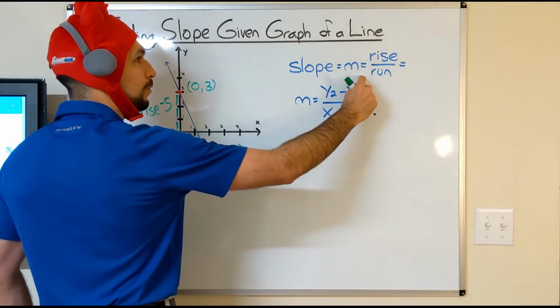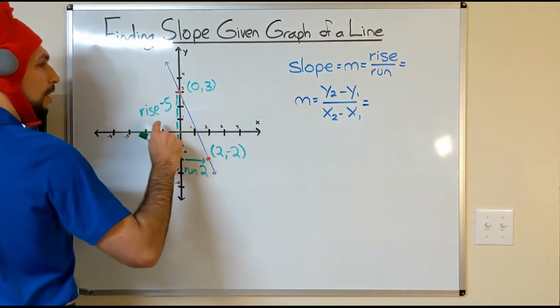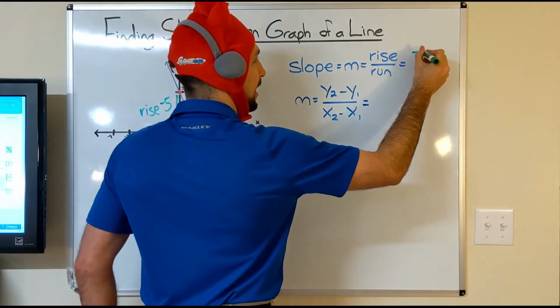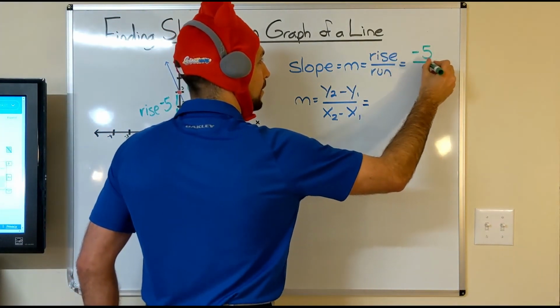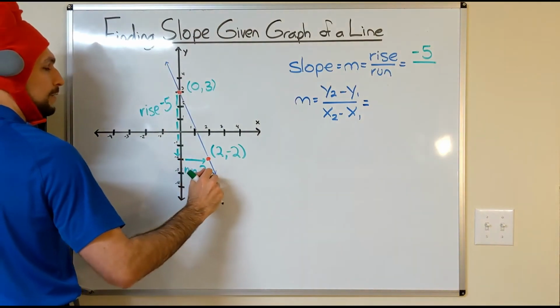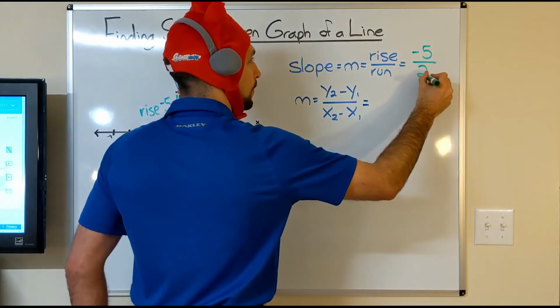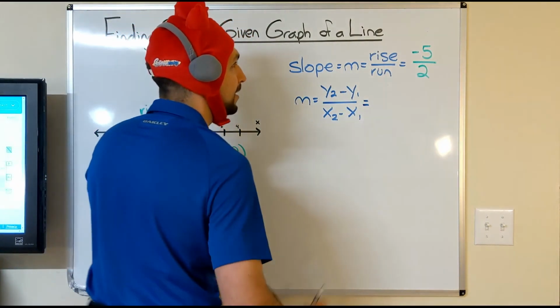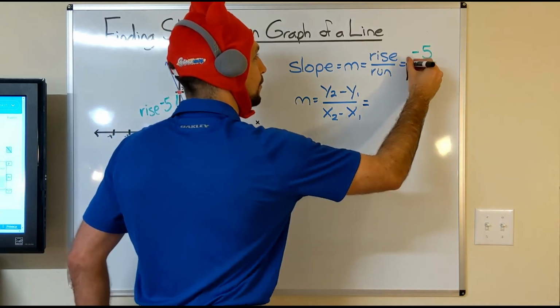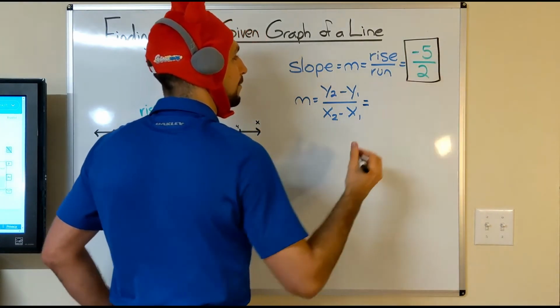Again, slope is just equal to rise over run. Our rise was negative 5 and our run was 2. So our slope should be negative 5 over 2. Now you notice this slope is negative.